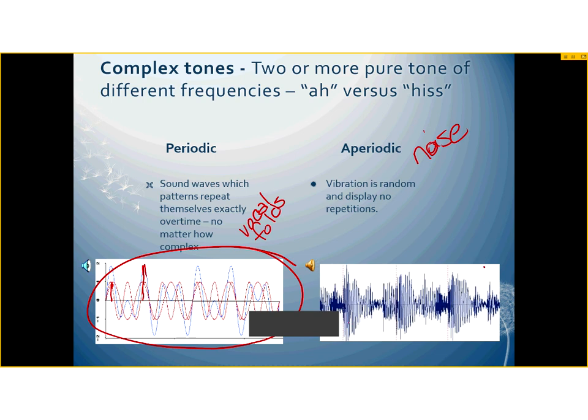So if you notice here, you've got multiple cycles per second, but they're all over the place. There's no repetition to it. And so when there's no repetition and the vibrations are random, then the sound is considered to be aperiodic, and we usually describe that as noise.